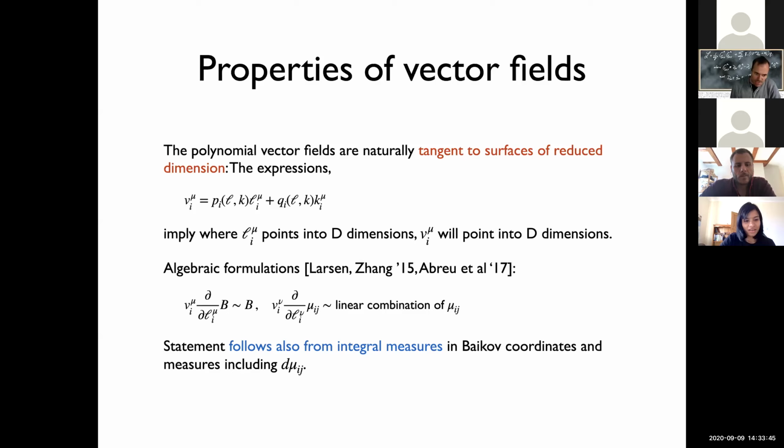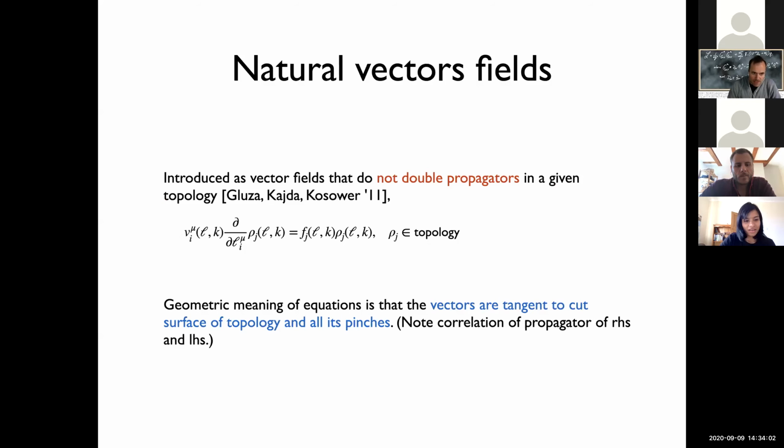Okay, so then there's another way to see these relations show up, and that's when we discuss IBP relations in Baikov coordinates. All right. So there are now particular vectors. These are generic polynomial vector fields, but they are vector fields associated to a given topology, and these were introduced by Gluza, Kajda, and Kosower some time ago. So they are vector fields which are actually tangent to the cut surfaces.